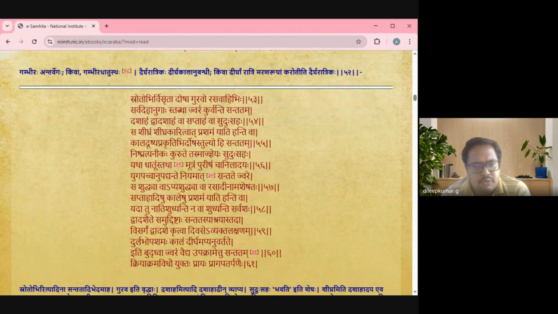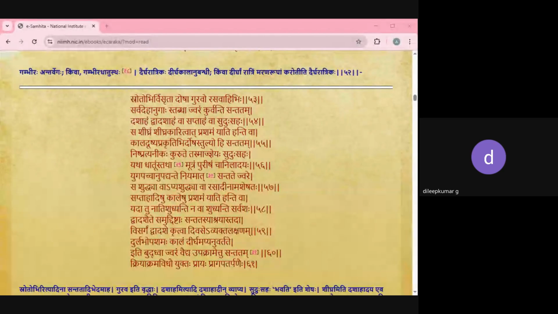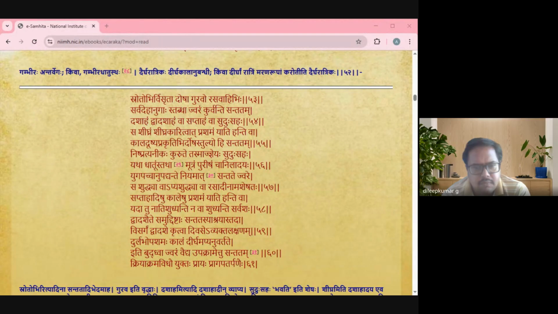Next, there is a description about Vishama Jwara. So, first one is Santata Jwara. Santata Jwara involves mainly Rasavaha Srotas. As Rasa is involved, it will affect the entire body. Sarva Dehanuga, Stabda, Jwaram Kurvanti. So, that is called as Santata Jwara.